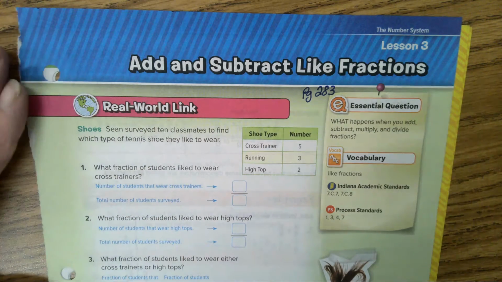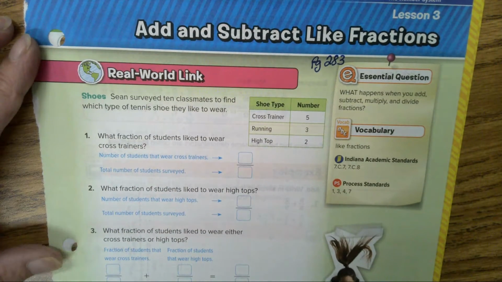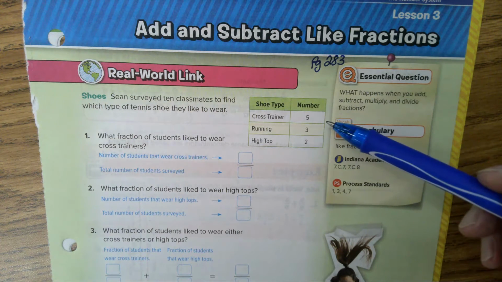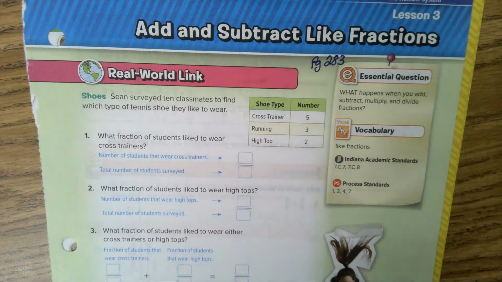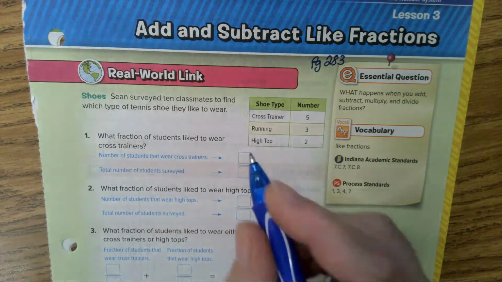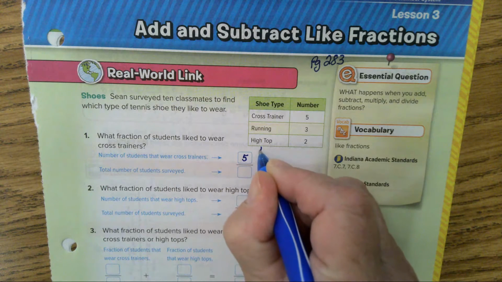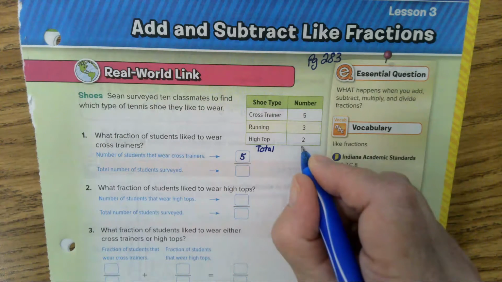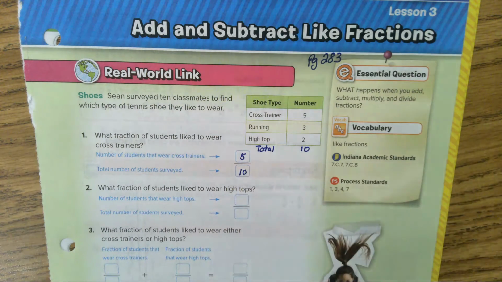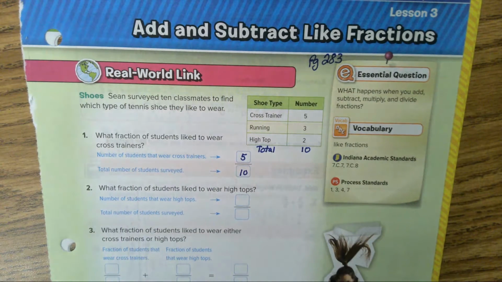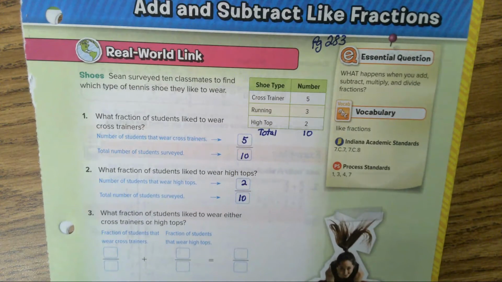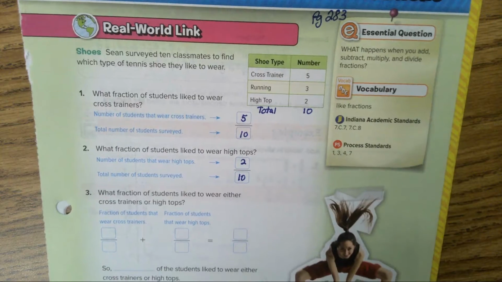Let's look at our real world link. Sean surveyed 10 classmates to find which type of tennis shoe they like to wear. 5 cross trainer, 3 running, and 2 high top. What fraction of students like to wear cross trainers? Well, we have 5 out of our total. The total number interviewed, when you add those together, is 10. That's your denominator. What fraction of students like to wear high tops? 2 out of 10.